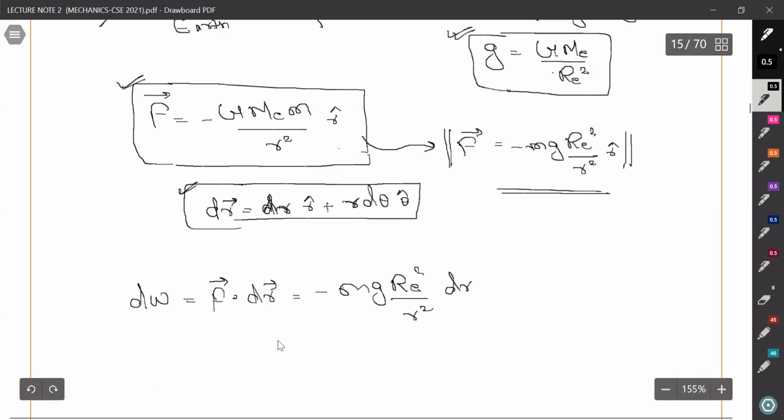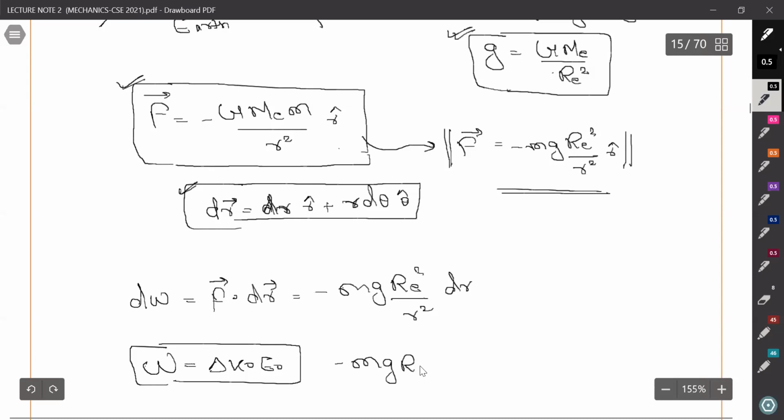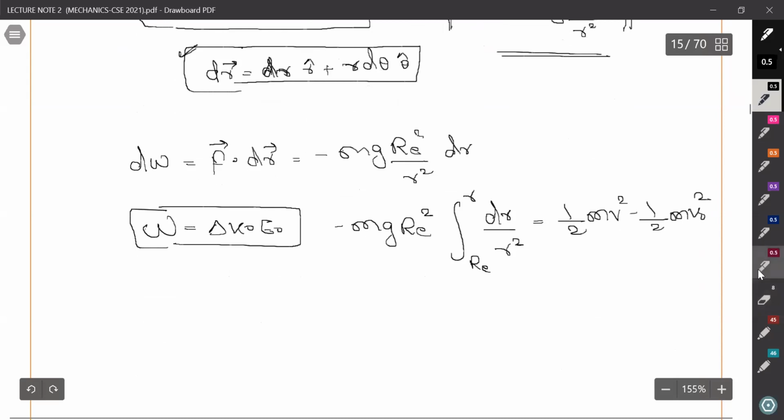If we integrate, work done is equal to change in kinetic energy. We have already seen that work done is equal to change in kinetic energy. So what is work done if we integrate this? Minus m g Re whole square dr by r square, from the surface of earth, that is Re, to a distance r, and that will be equal to half m v square minus half m v naught square. I think this is clear.